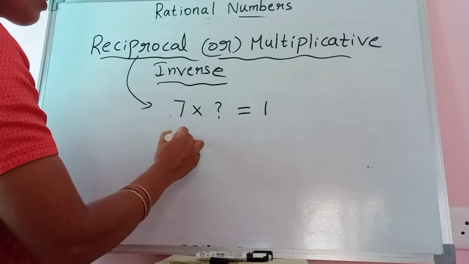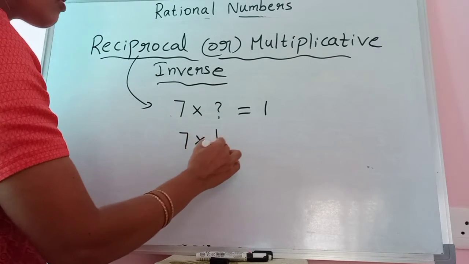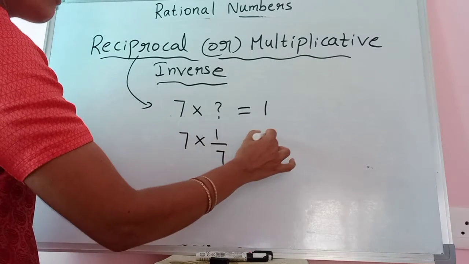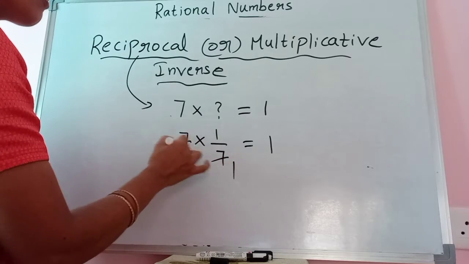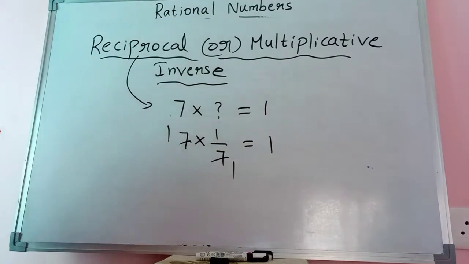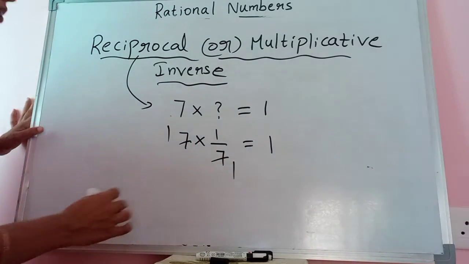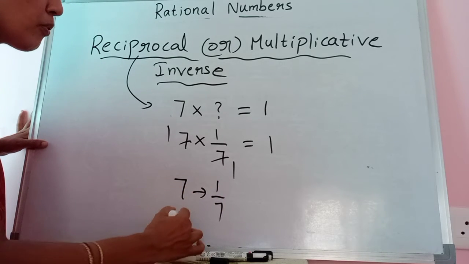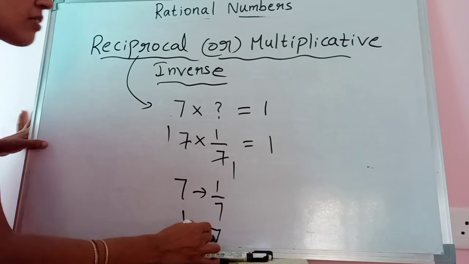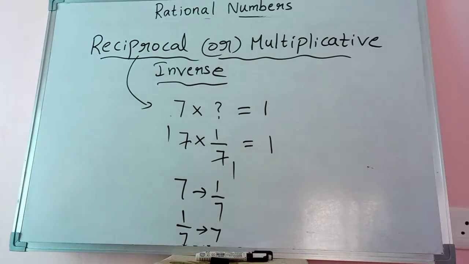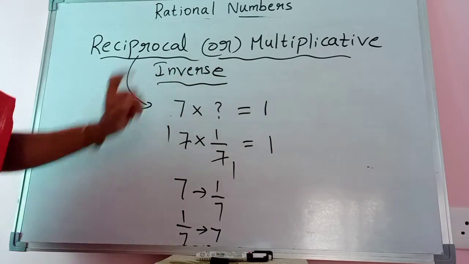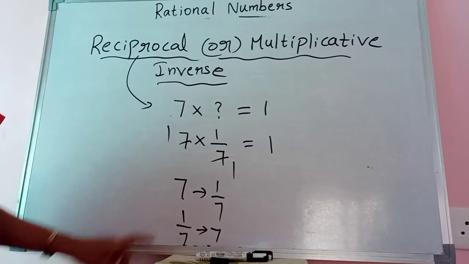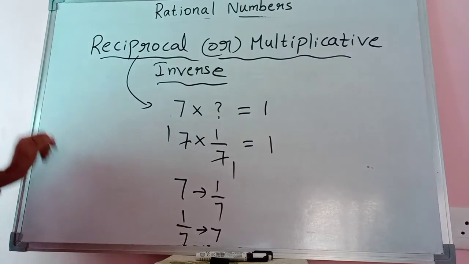What is the reciprocal of 7? Yes, it is 1 by 7. 7 into 1 by 7 gives the product 1. 7 one time gets cancelled, left with 1. Reciprocal of 7 is 1 by 7 and reciprocal of 1 by 7 is 7. Reciprocal is also called the multiplicative inverse. Multiplicative inverse of 7 is 1 by 7 and multiplicative inverse of 1 by 7 is 7.